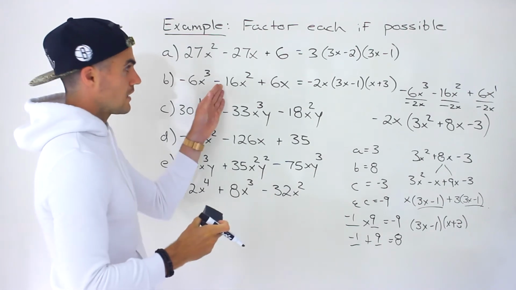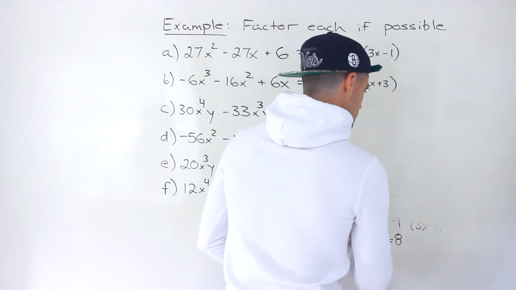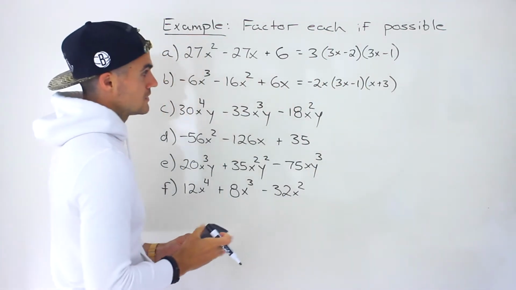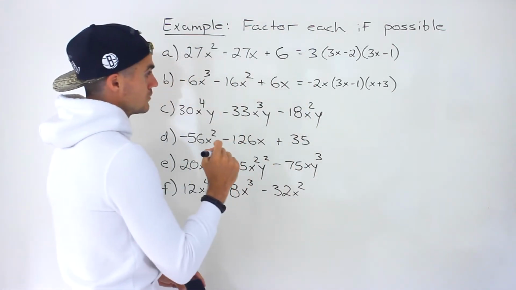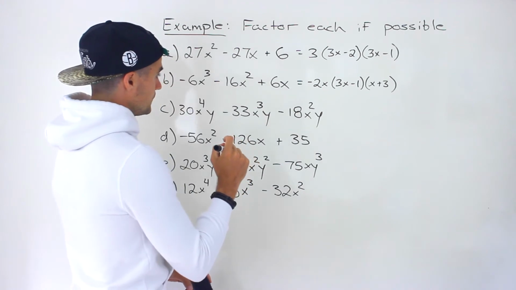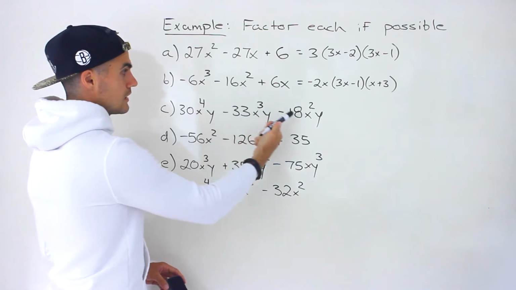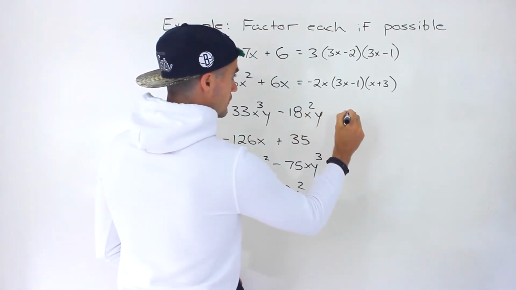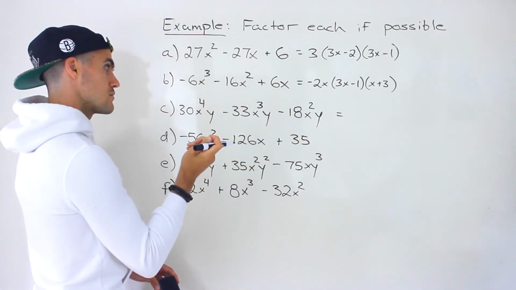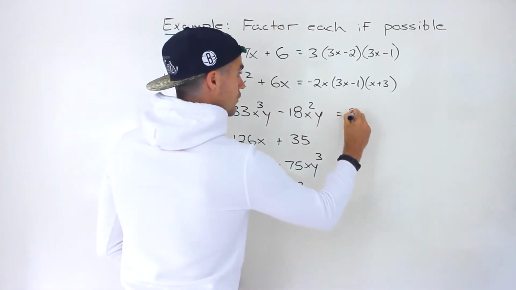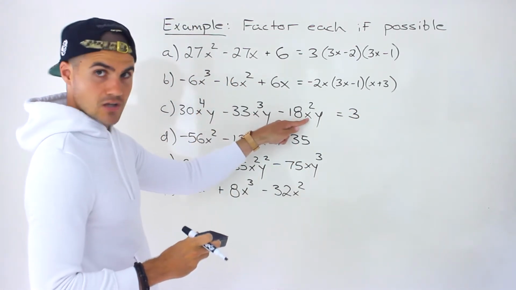So sometimes be on the lookout. You're going to maybe take out variables as well, in addition to certain numbers you'll take out. And then part C, this is going to be another one of those scenarios. So notice between the 30, 33, the 18, a common factor between those would be what? 3. You definitely take out a 3 from all of these, but notice that we have an x variable that's common in all of them.